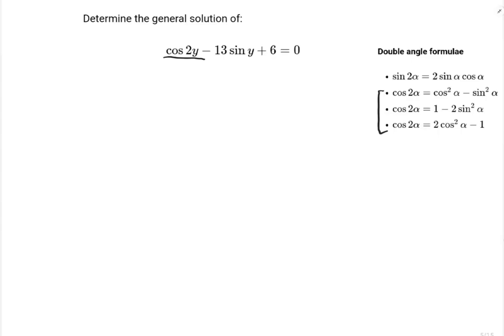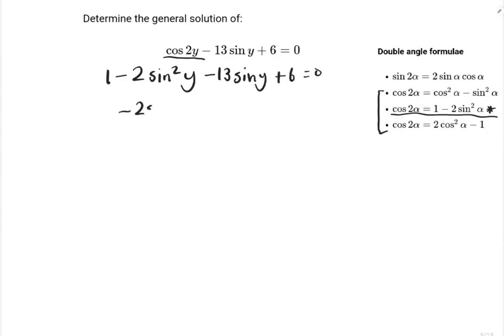So we want to use this one because we already have a sine, and we can change this cos to an expression that is only going to have sine. We don't want the one that has cos and sine or only cos. We want to stick with one thing. So if we change to a sine and we already have a sine here, it's going to make things much more bearable, right? So let us go ahead and use this one. It's going to be 1 minus 2 sine squared y. Remember, that is our y. Cool. Minus 13 sine y plus 6 is equal to 0.